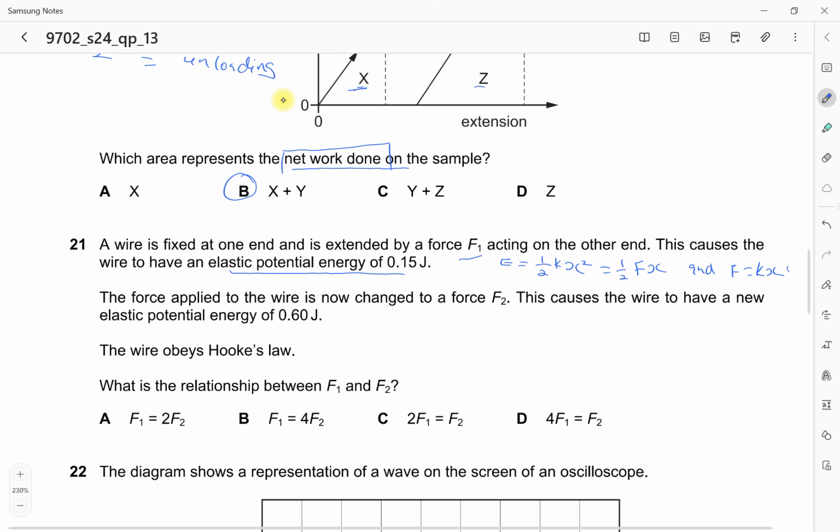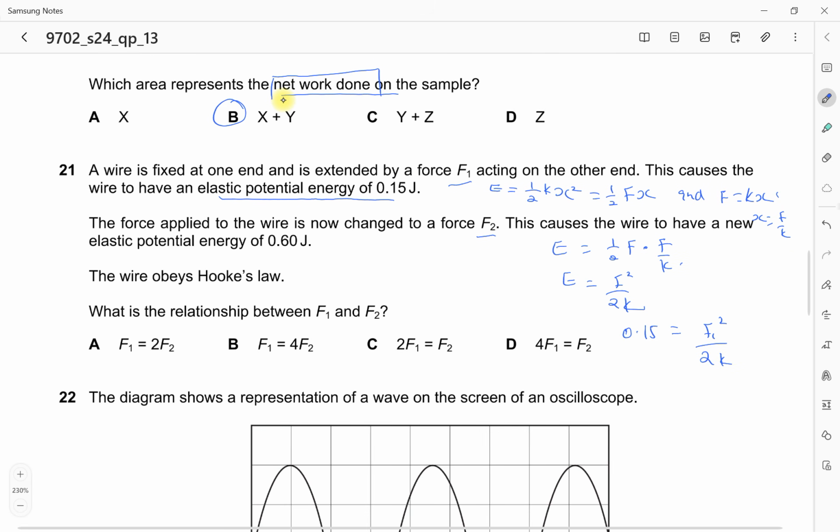So because they have given us energy and the force, we have to eliminate X by all means because K is a constant. So it means the elastic potential energy is going to be equal to a half F, where there is X, I'm going to put X equals F over K. So this is going to be times F over K. So this means elastic potential energy is going to be F squared divided by 2K. So when we have F1, energy 0.15 equals F1 squared divided by 2 times K.